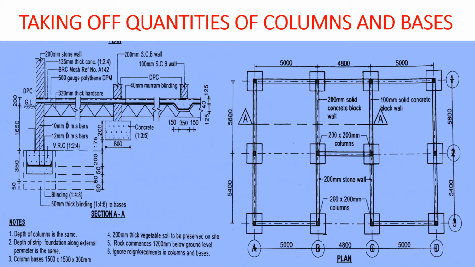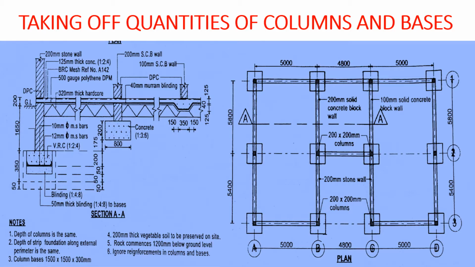And then we have the hardcore, we have the murram blinding, and then we have the concrete slab, 125 millimeter slab. The external wall is 200 millimeters. The internal partitioning wall with a foundation is 200 millimeters. Also, the wall without a foundation is a 100 millimeter stone wall. Now, the thickness of our trench is 800 millimeters.